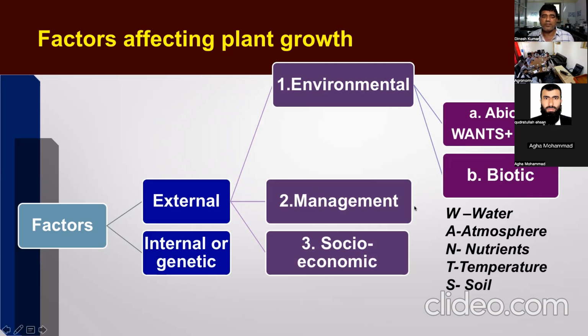In management factors, friends, it is all agronomic factors: the cultural practices, seed rate, plant spacing, plowing, tillage, or crop rotations. All agronomic factors are actually management factors, and they also affect the growth. That is why when you do your MSc research, sometimes you take different spacing, sometimes different seed rate, different seed depth, different varieties and so on.